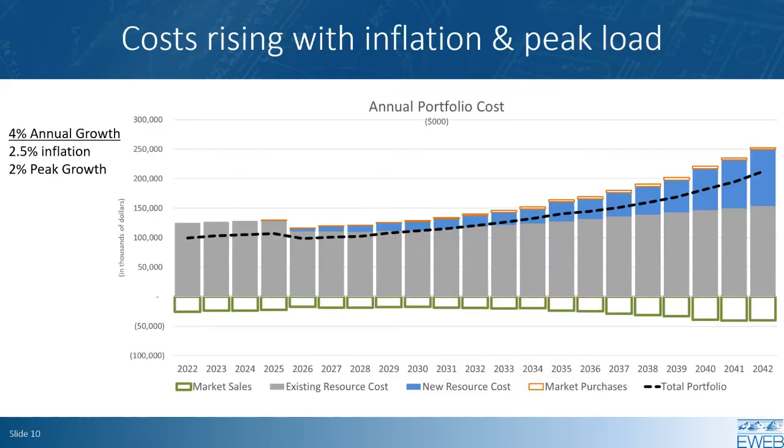This last chart switches from megawatts and we switch over to dollars. It shows the estimated costs in thousands of dollars for the reference case portfolio. Overall, our modeling results show that EWEB's portfolio would grow at an average annual rate of 4%. However, this includes the impacts of a 2.5% assumed inflation rate, and it also shows that our peak load is expected to grow at 2% per year as a result of electrification.